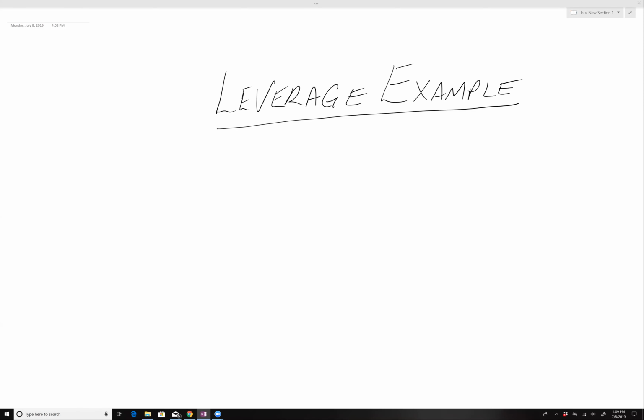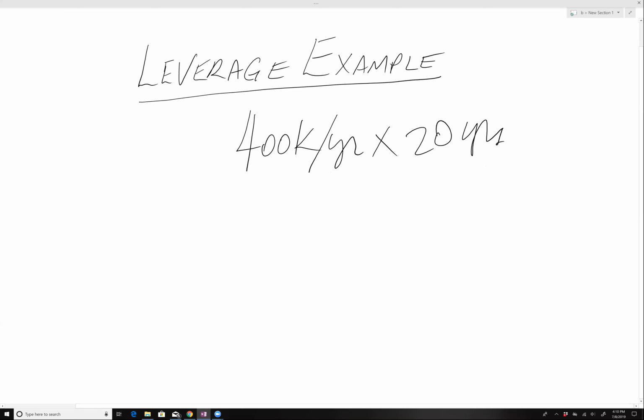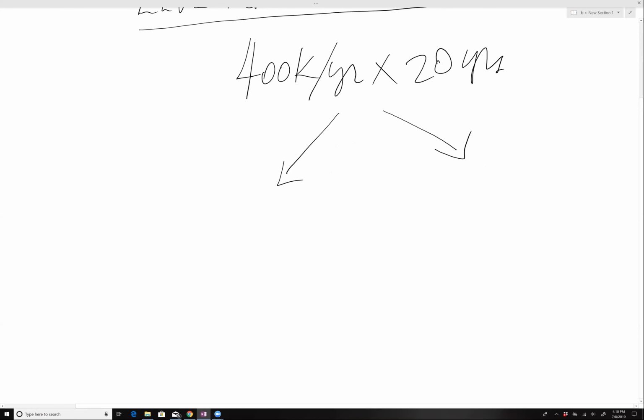Okay, we are going to cover a quick leverage example. And in this example, we're going to consider someone that is wanting to do something with $400,000 a year for 20 years. And I just wanted to put this together because I've had some questions on it, and I want to make sure that everybody understands the difference.